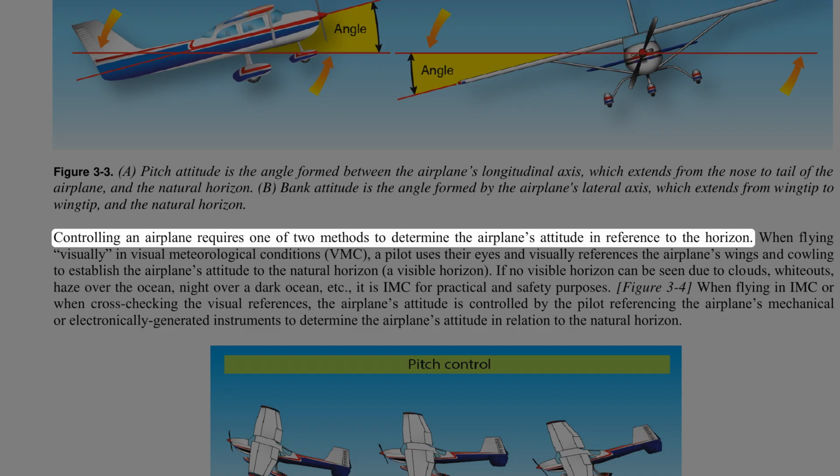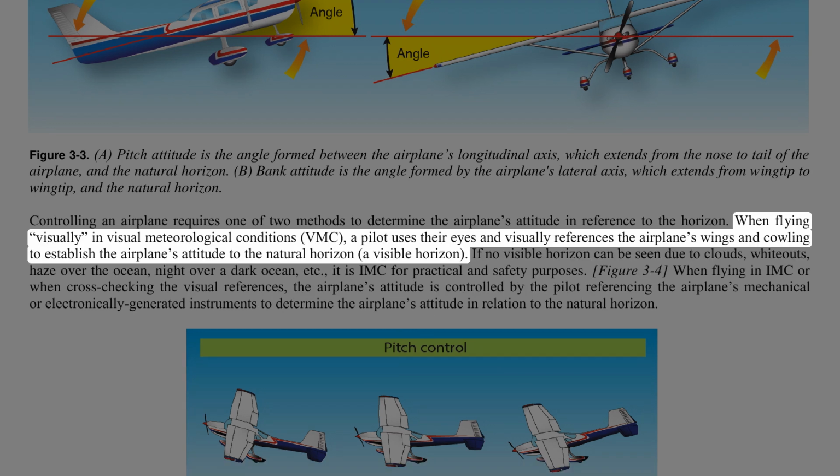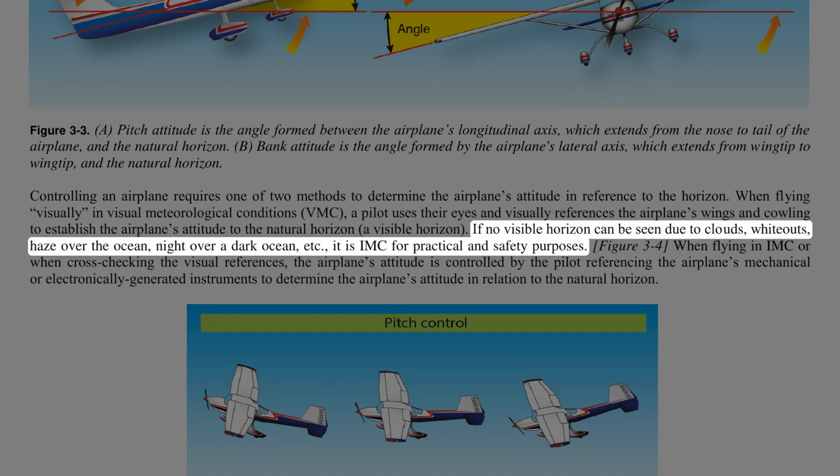Controlling an airplane requires one of two methods to determine the airplane's attitude in reference to the horizon. When flying visually in visual meteorological conditions, VMC, a pilot uses their eyes and visually references the airplane's wings and cowling to establish the airplane's attitude to the natural horizon, a visible horizon. If no visible horizon can be seen due to clouds, whiteouts, haze over the ocean, night over a dark ocean, etc., it is IMC for practical and safety purposes.